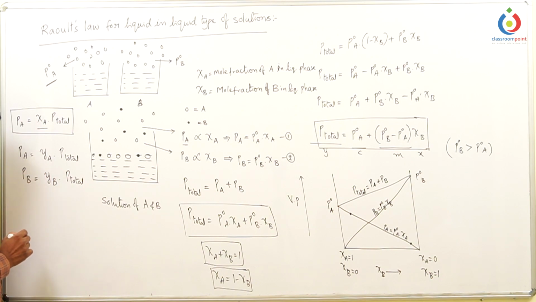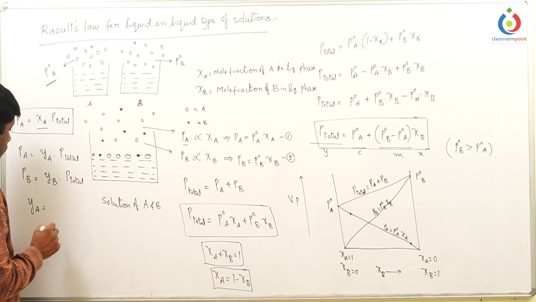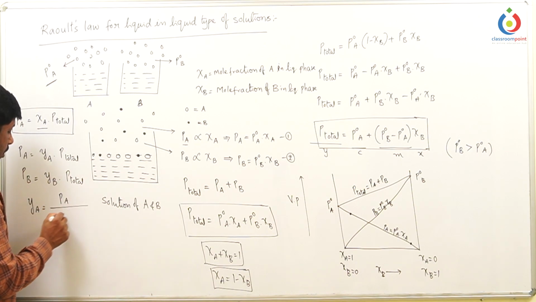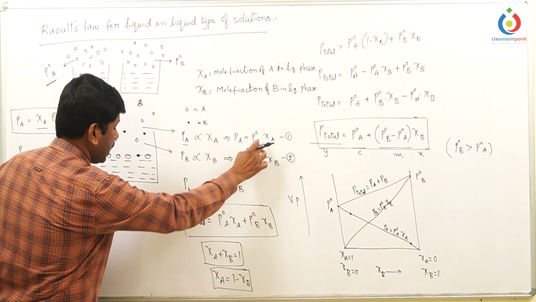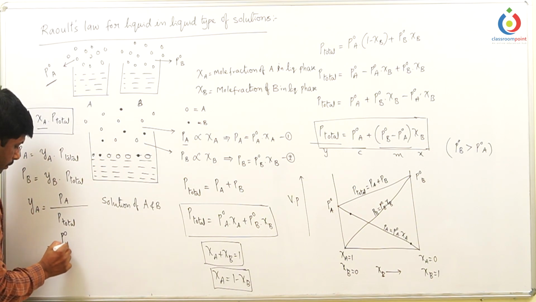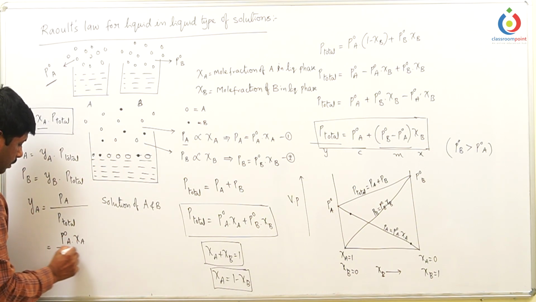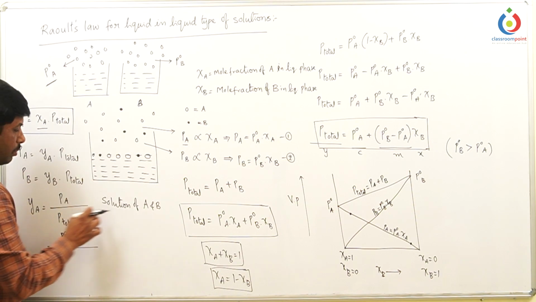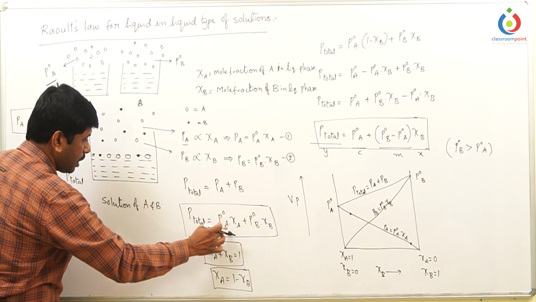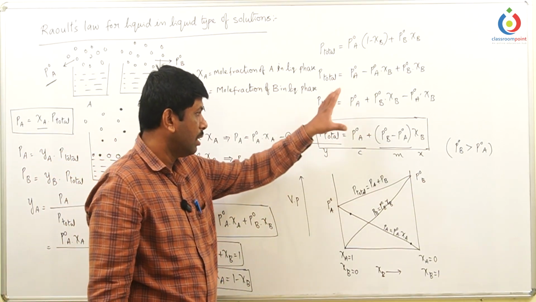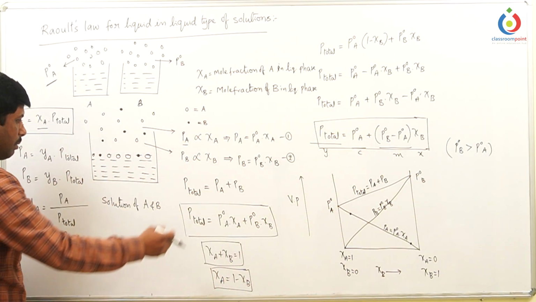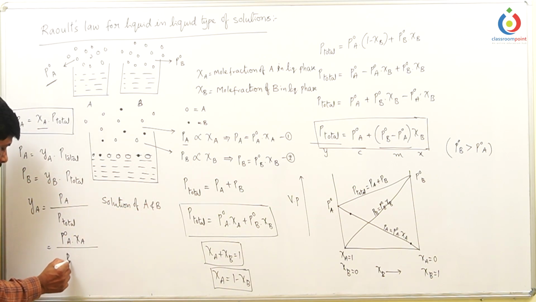Now, how can we calculate the YA value? YA, the mole fraction of A in the vapor phase, equals partial pressure of A by total vapor pressure. So partial pressure of A means P naught A XA, and total pressure you can write either as PA plus PB, or as P naught A XA plus P naught B XB. Any of these forms can be written. So I am writing PA plus PB.